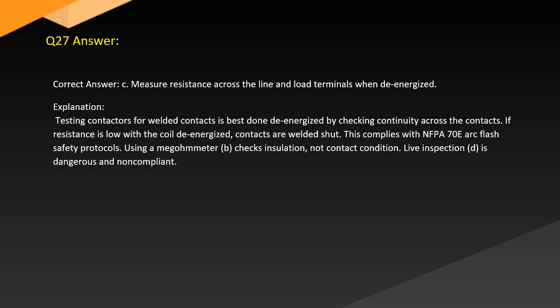Answer. Correct answer: C. Measure resistance across the line and load terminals when de-energized. Explanation. Testing contactors for welded contacts is best done de-energized by checking continuity across the contacts. If resistance is low with the coil de-energized, contacts are welded shut. This complies with NFPA 70E arc flash safety protocols. B using a megohmmeter checks insulation, not contact condition. Live inspection, D, is dangerous and non-compliant.